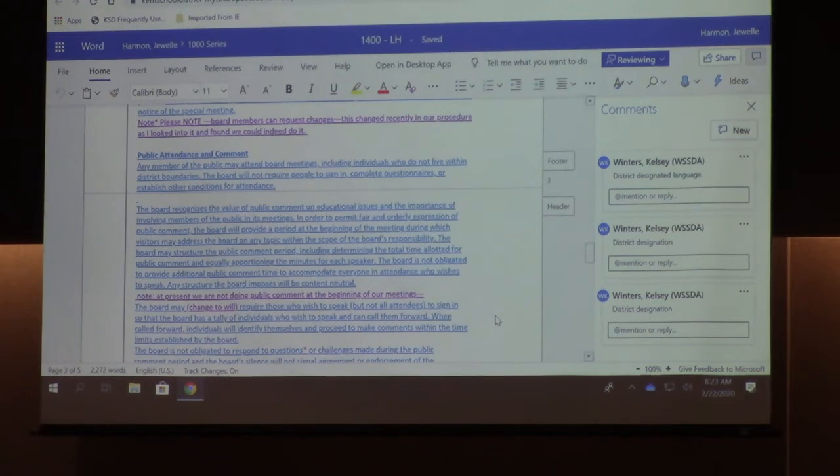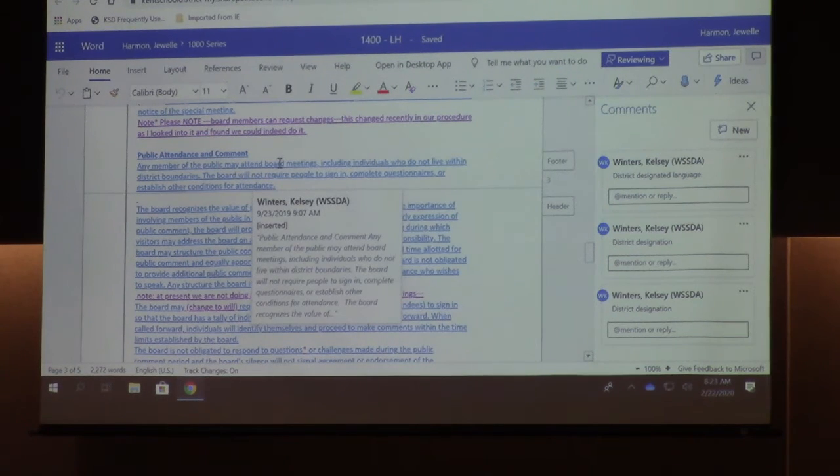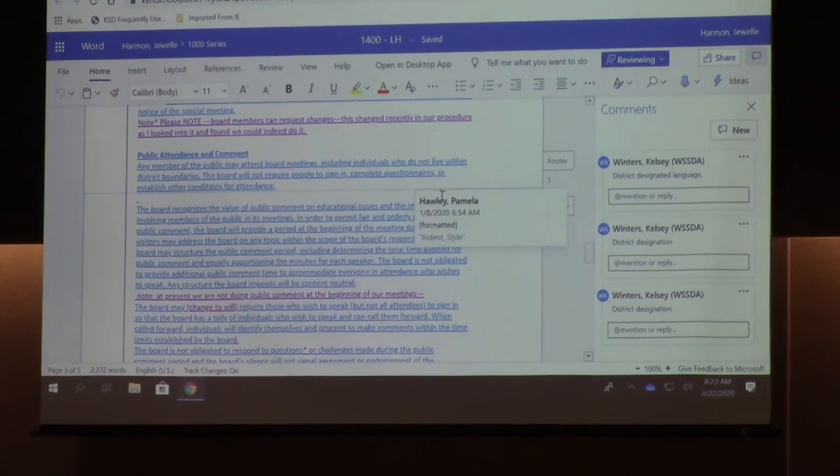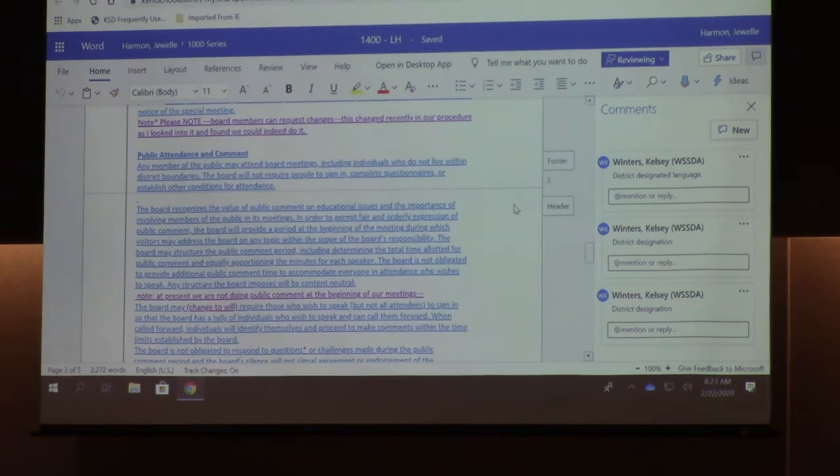Sorry, are we getting on to 1420? Because that's on the agenda. It is, but there's a chunk of 1400 that speaks to public attendance and comment. I'm looking at page 4. Yes. And there's been a shift in the language around public comment, and just in terms of what WASDA's model recommendation is around that.